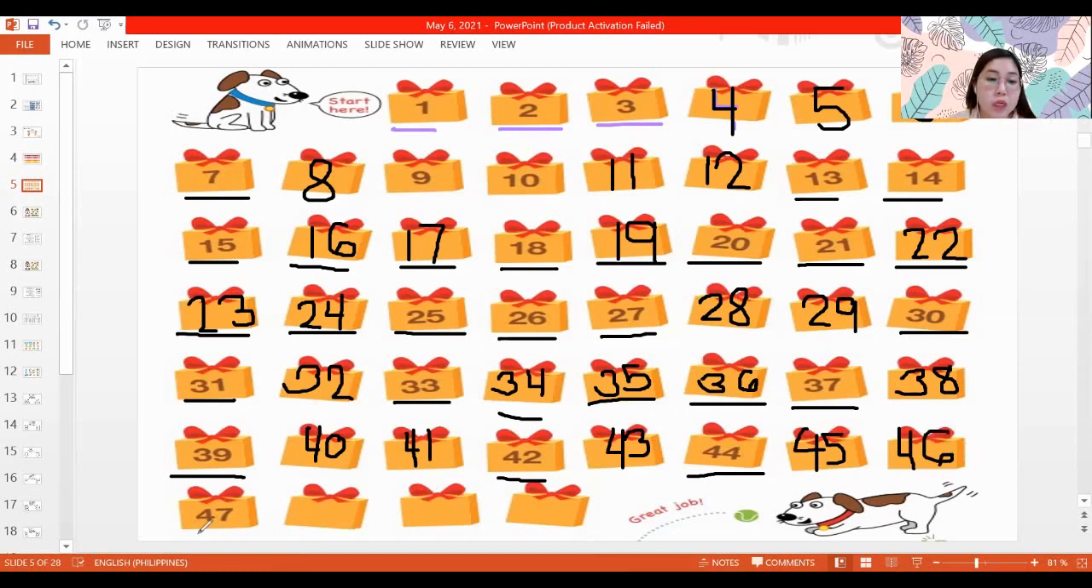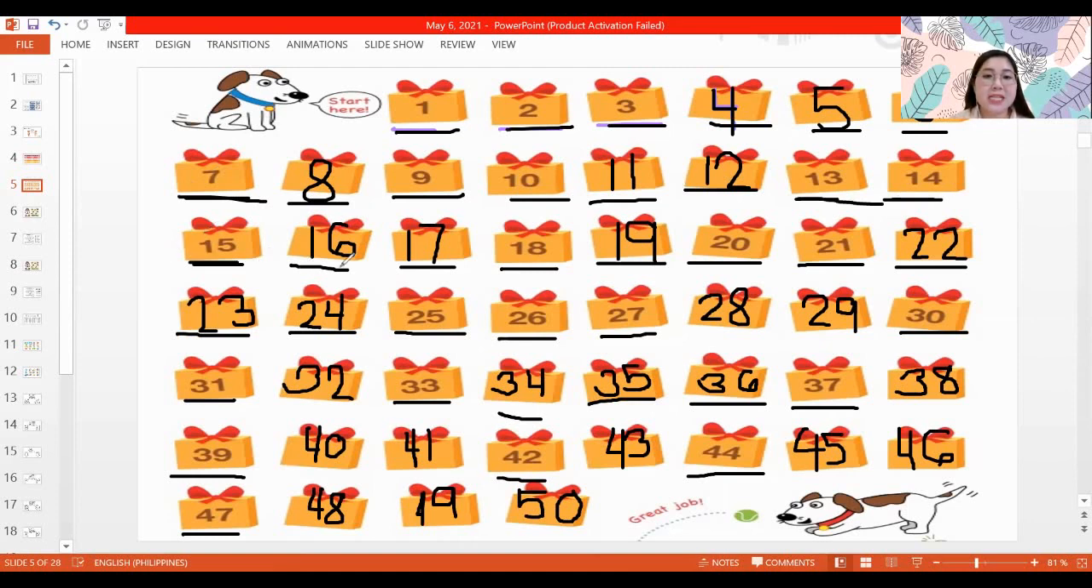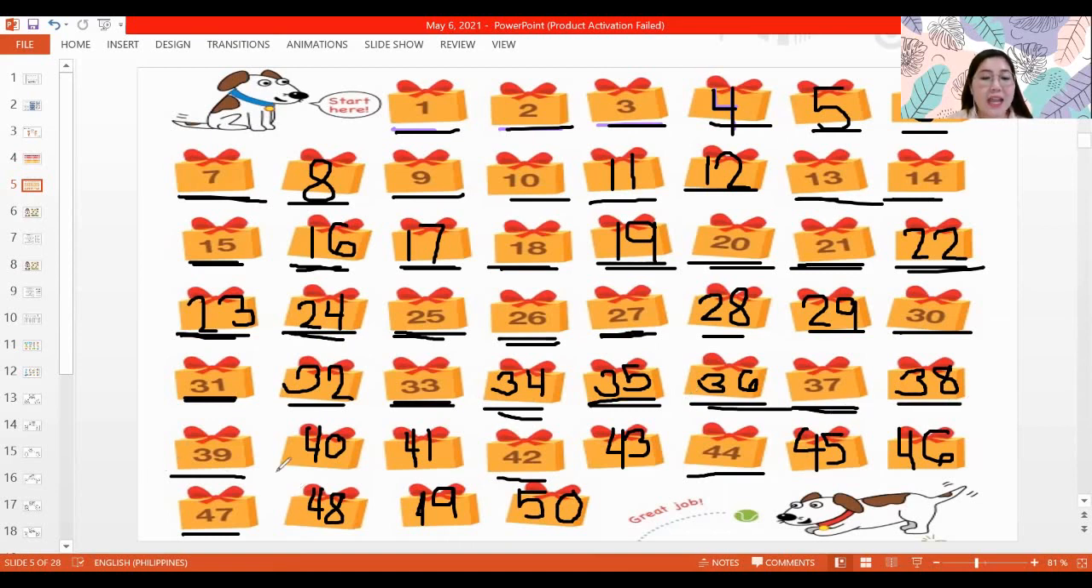46. 47. 48. 49. And lastly, we have 50. That is 5 and 0. So let's check if it's all correct. 1, 2, 3, 4, 5, 6, 7, 8, 9, 10, 11, 12, 13, 14, 15, 16, 17, 18, 19, 20, 21, 22, 23, 24, 25, 26, 27, 28, 29, 30, 31, 32, 33, 34, 35, 36, 37, 38, 39, 40, 41, 42, 43, 44, 45, 46, 47, 48, 49, 50. We completed all of the missing numbers.